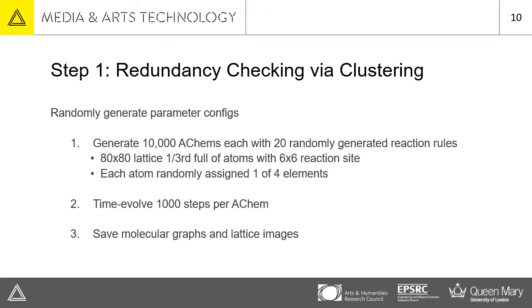The first step uses clustering to remove parameter configurations that produce similar phenomena in the artificial chemistry. To do this, we generate 10,000 artificial chemistries, each with 20 randomly generated reaction rules. The lattice for the artificial chemistry is 80 by 80 and about a third full of atoms, and each atom is randomly assigned one of 4 elements. Each artificial chemistry is then time evolved for 1,000 time steps, after which a molecular graph and image of the lattice is saved.